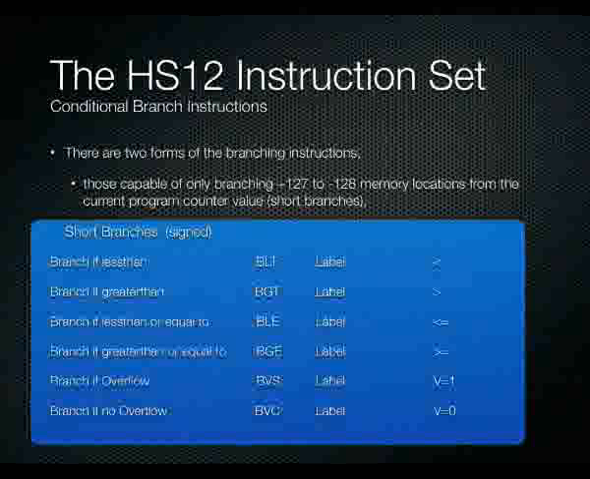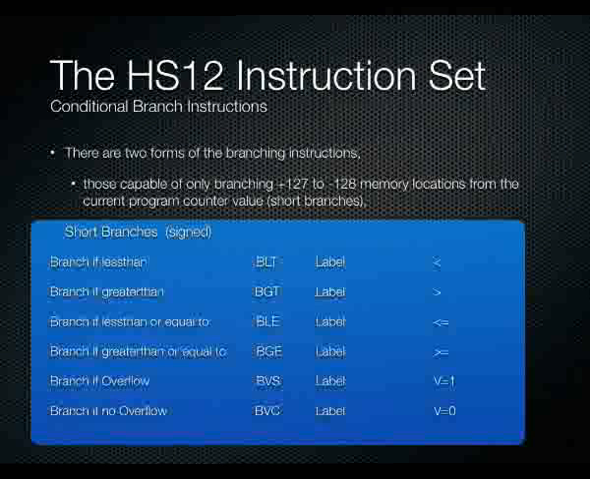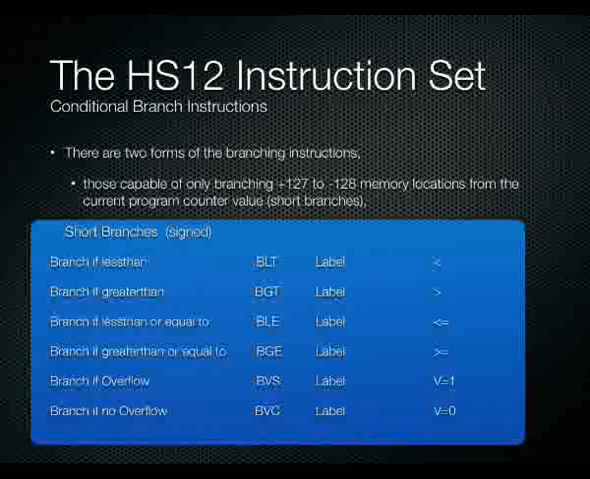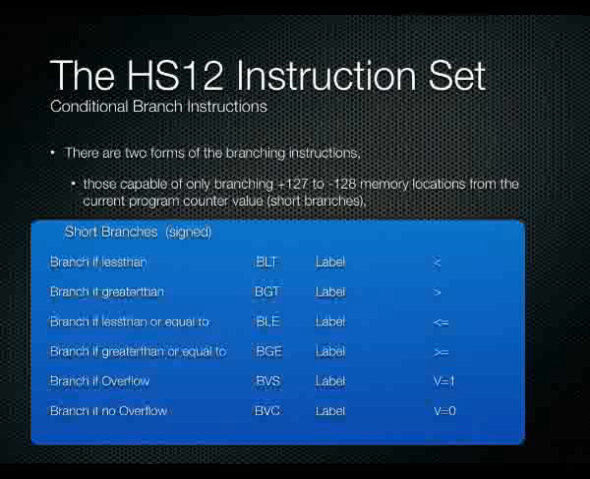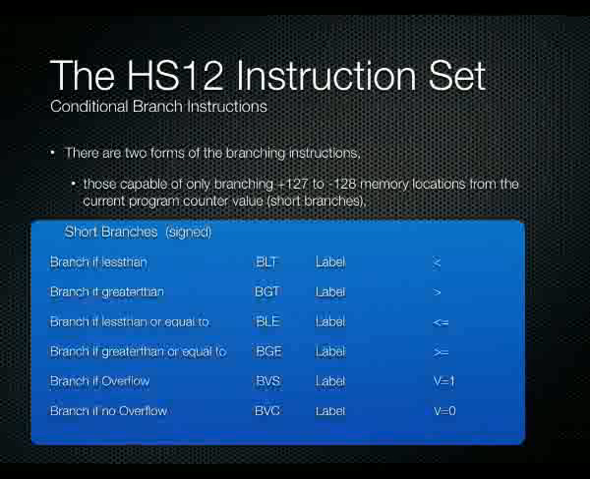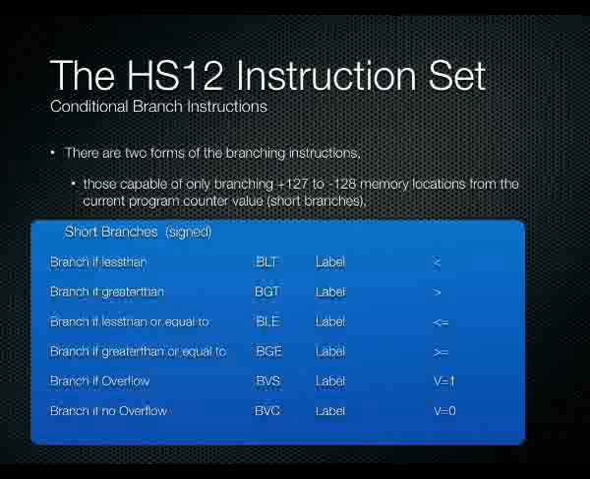So when it comes to our branching, we have 2 forms of branching commands. We have short branches, and the short branches are branches that are capable of jumping either 127 forward from the program counter or branching negative 128 back. So effectively, we have approximately a range of plus or minus 128 from the current program counter value. So these are our short branches, and they can only jump that short range from our current program counter value.